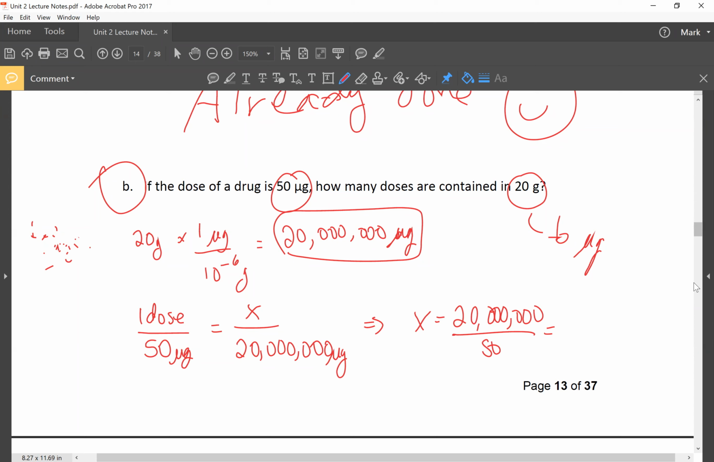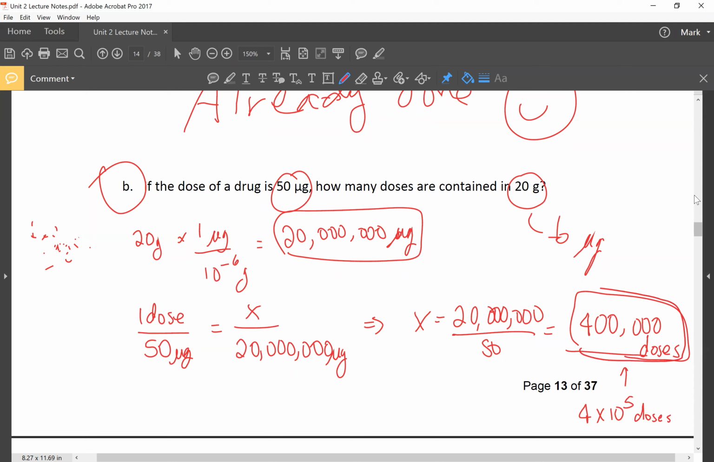So I end up getting 400,000 doses. If your calculator gave you scientific notation, it would look like this: 4 times 10 to the 5. This is fine. You don't need to use scientific notation. So it would be 400,000 doses.